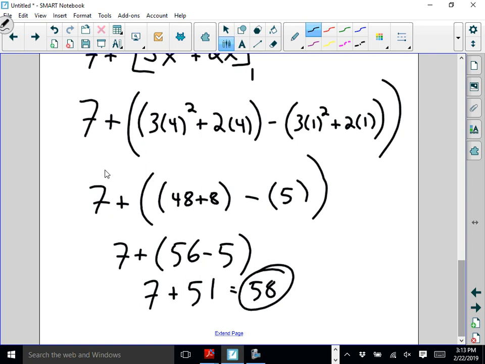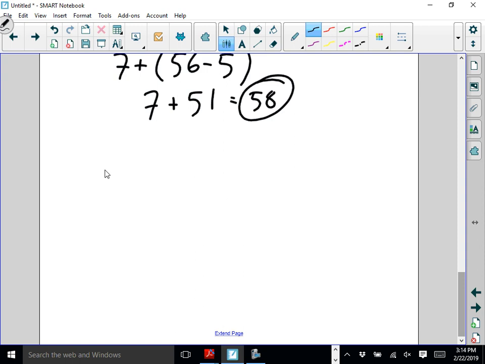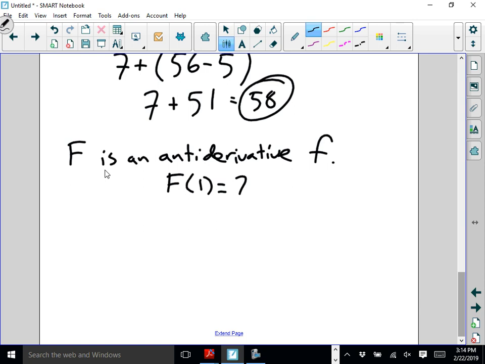Let me show you another way that you can do this. Here's what we know. We know that capital F is an antiderivative of lowercase f, and we know that f of 1 equals 7, and we're trying to find capital F of 4. That's our goal. Again, f of x is 6x plus 2. I'm going to try this a different way and see if I still get 58 as the correct answer.